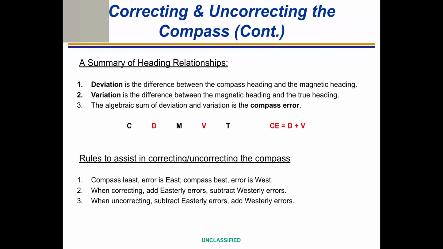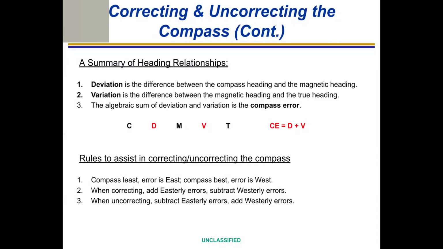So as a recap from the last couple of videos, deviation is the difference between our compass heading and our magnetic heading, and variation is the difference between our magnetic heading and our true heading. When we add deviation and variation together, we get what's called compass error. And compass error is a great way of not only checking your work to ensure that you did your conversion from compass heading to true heading correctly, but it also works as a shortcut, so to speak, going from compass to true or vice versa.